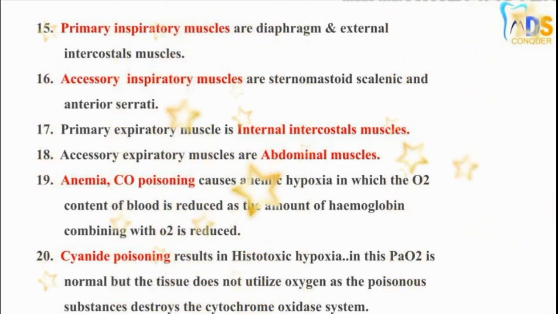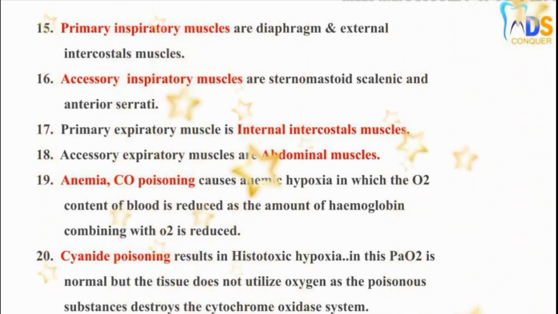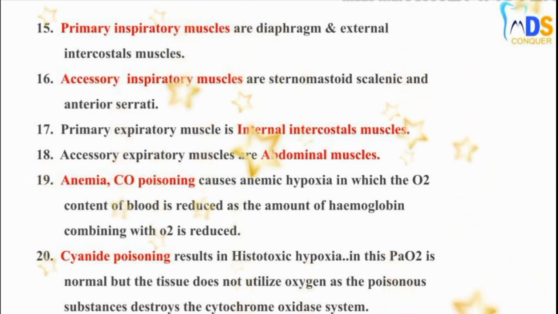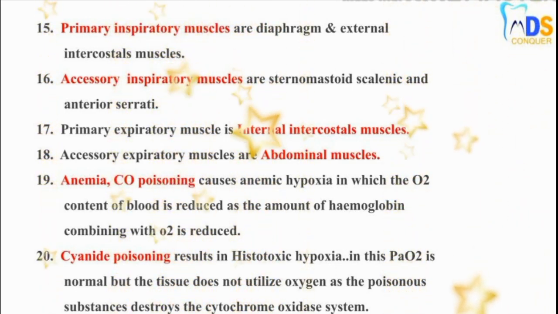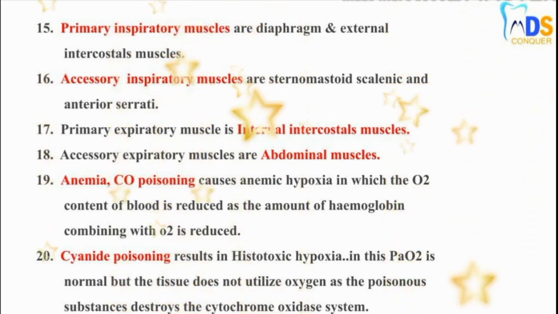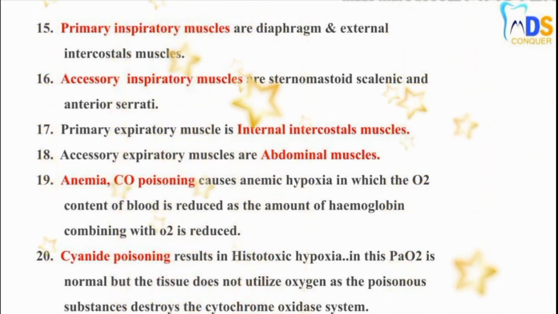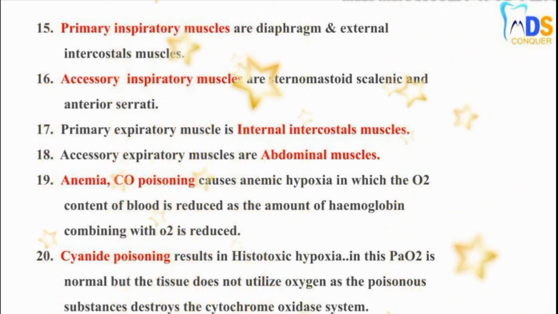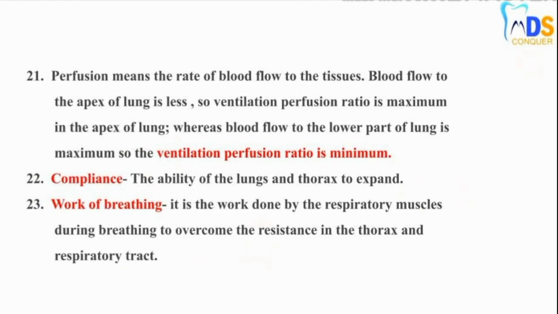Number 19. Anemia and carbon monoxide poisoning cause anemic hypoxia, in which the oxygen content of blood is reduced as the amount of hemoglobin combining with oxygen is reduced. Number 20. Cyanide poisoning results in histotoxic hypoxia. In this, partial pressure of oxygen is normal, but the tissue does not utilize the oxygen as the poisonous substance destroys the cytochrome oxidase system.